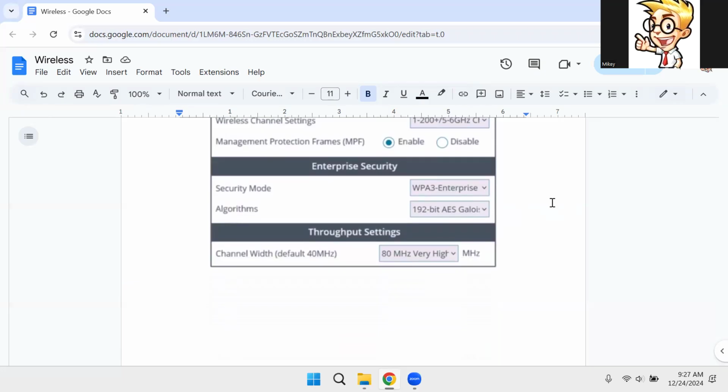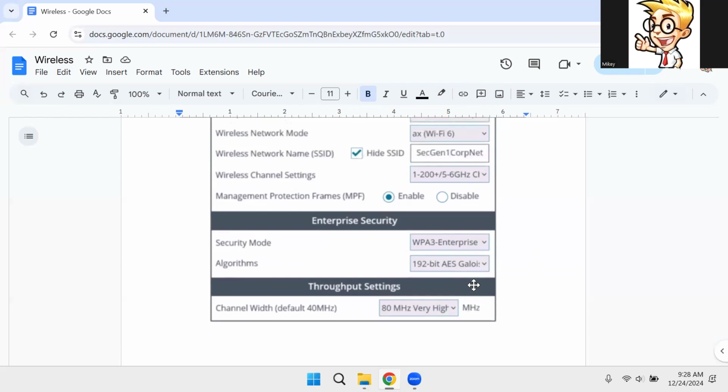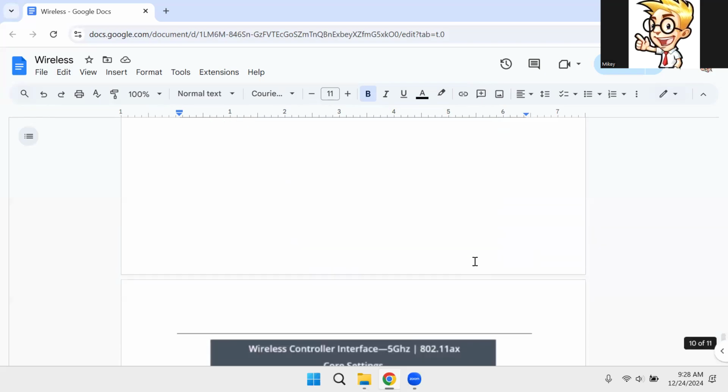WPA3 Enterprise, great. I remember I chose that one. 192 AES, GCMP. That is the newest encryption algorithm using WPA3, so that worked. And I missed this question, the throughput settings. It should be very high. Okay, I'll have to go back and study more because I missed that one. But pretty cool. I got most of those.